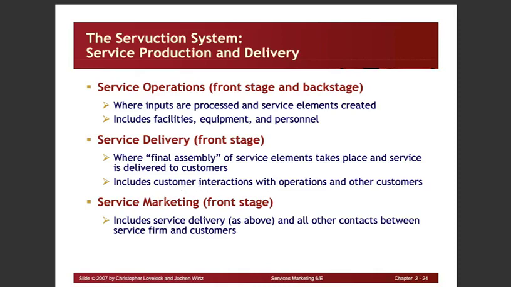And how about service marketing? It includes service delivery as above, and all other contacts between the service firm and the customer. So for example, when you are at home, or you are still in the bank, and customer service approaches you and talks with you, offering, for example, a new banking program. This is also called service marketing.